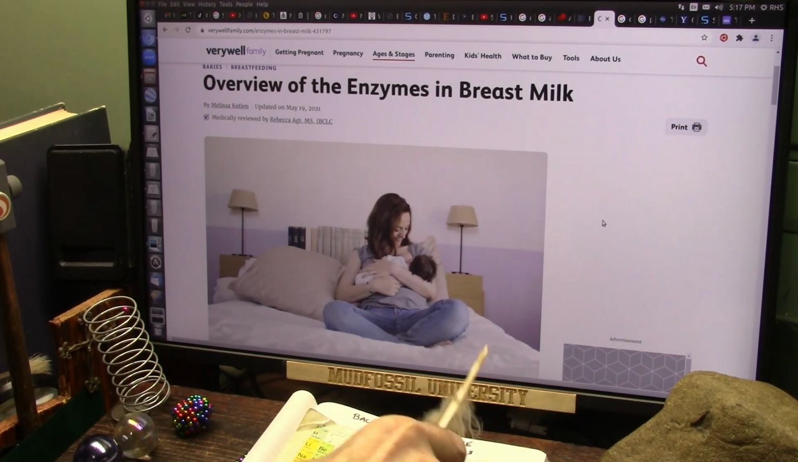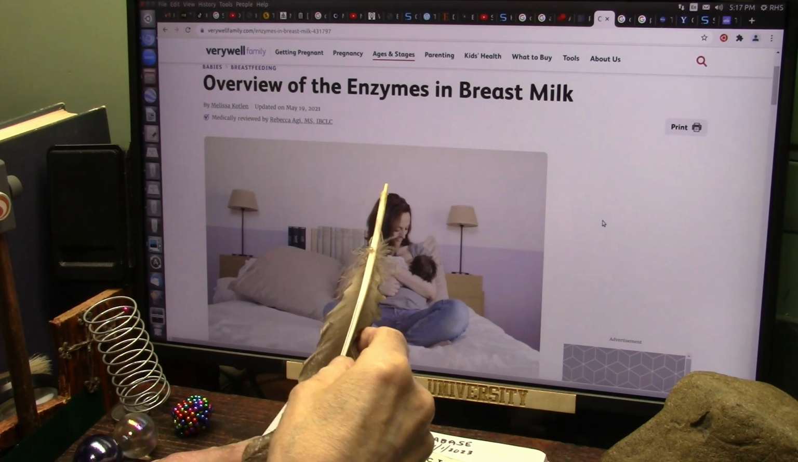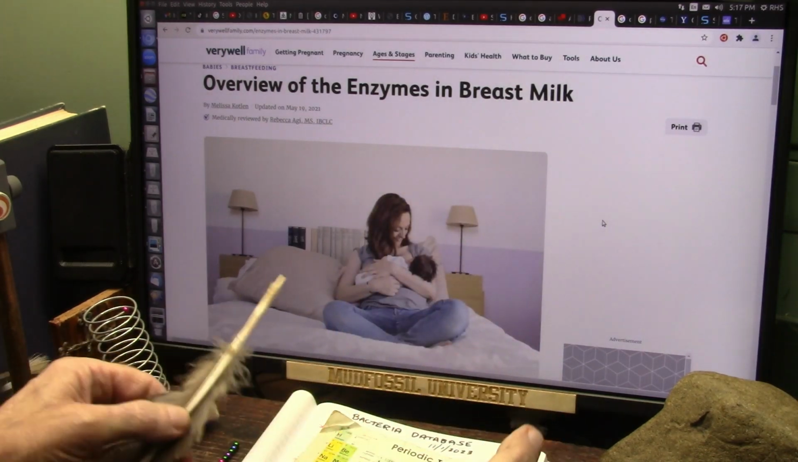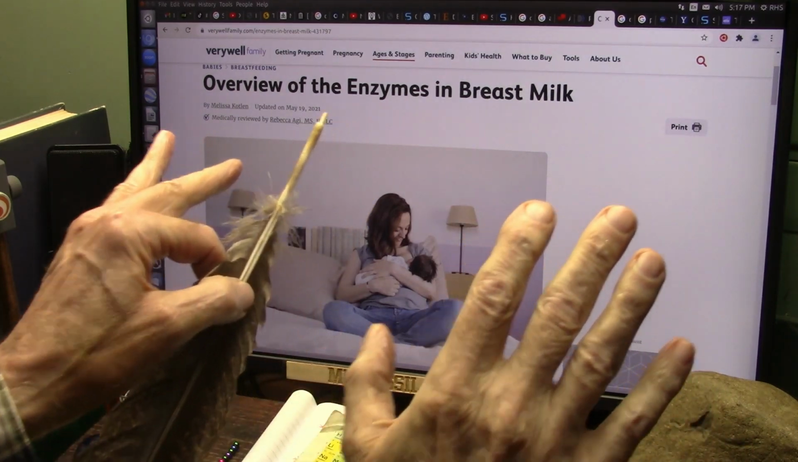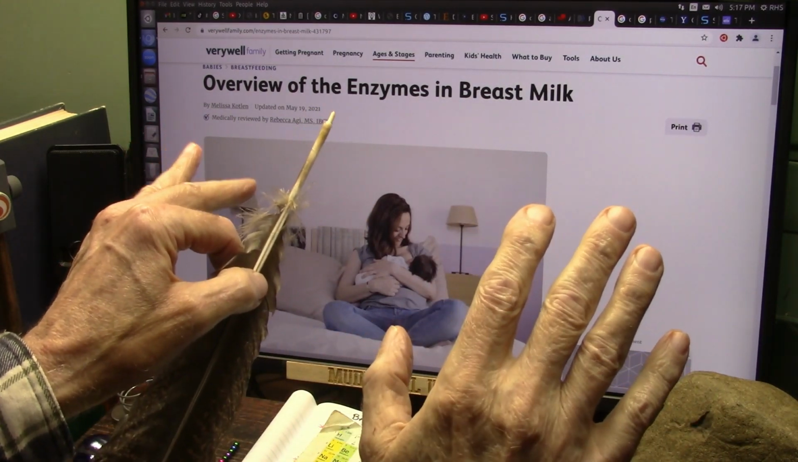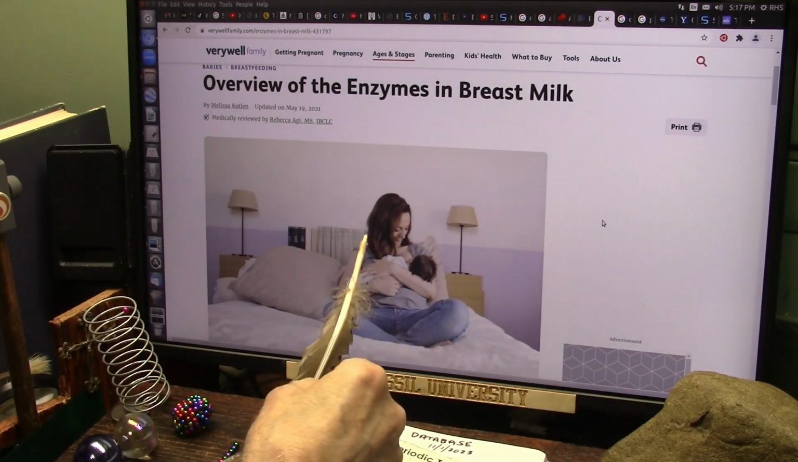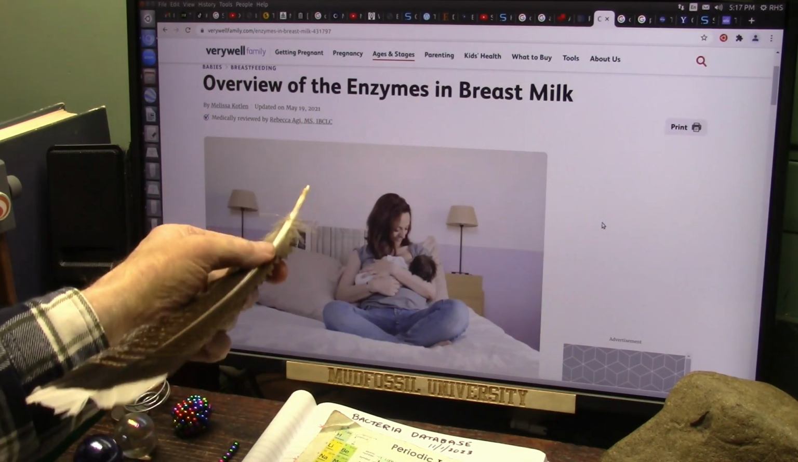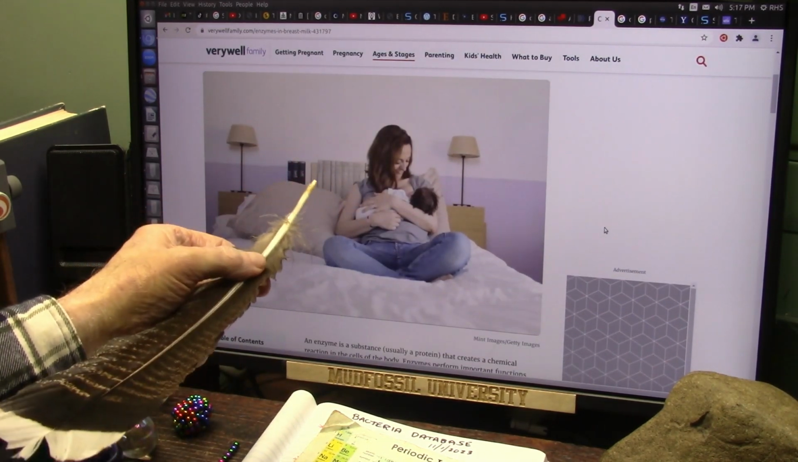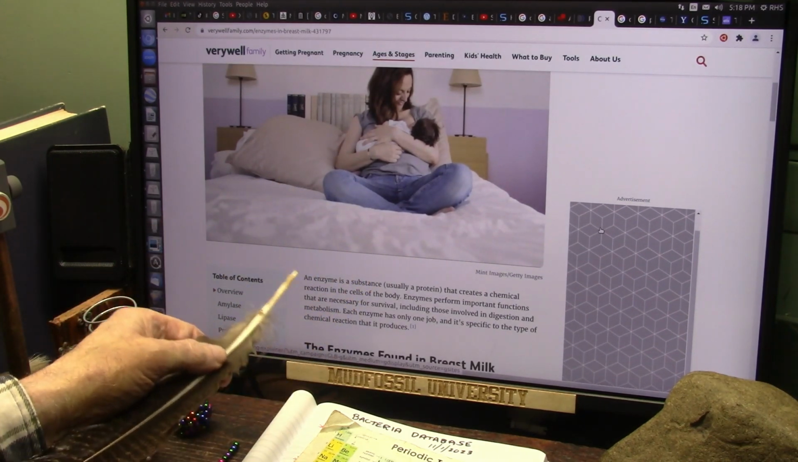This is something that needs to be more understood. It's the overview of the enzymes in breast milk. When a kid is just born, they have no immune system. They have no immunity built into them at all, basically. Very, very little. And what they do is get it from their mother's milk, which has the enzymes. And that's why you can't just give a kid anything. You give him cow's milk, he's not going to be able to digest it. It's a whole different system.